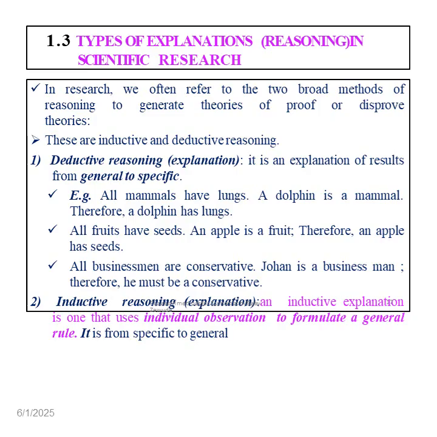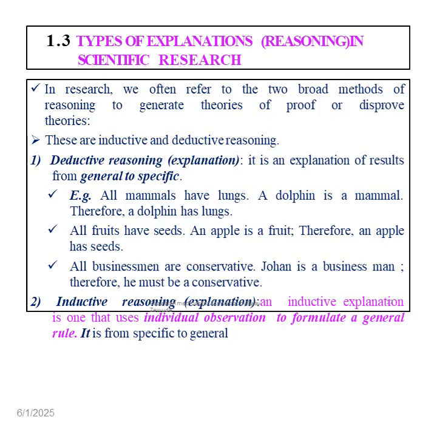Deductive reasoning is explanation of results from general to specific. We start from the general and we go to the specific. Let us see the example. All mammals have lungs. This is the general one. And a dolphin is a mammal. Therefore, a dolphin has lungs. So we start from the general, mammals, and we go to a specific, the dolphin.